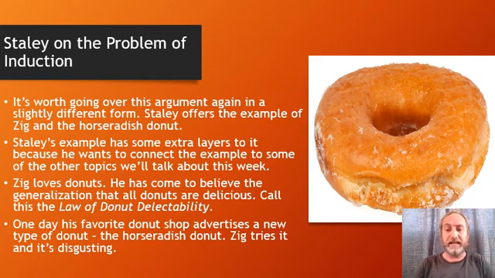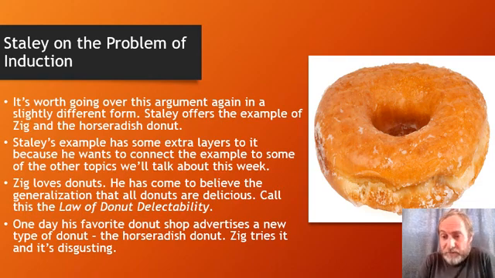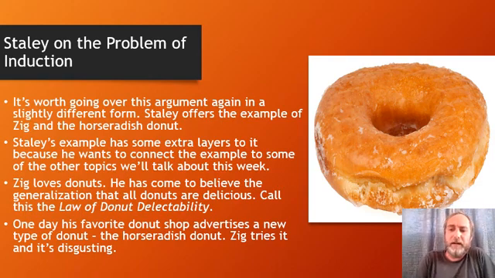Okay, so here's Staley's account of the problem of induction. He talks about this guy Zig and the horseradish donut, which you'll remember if you read it. He adds a couple extra layers to this because he's got some other points he wants to make about the issue of falsification, which is Popper's solution to the problem of induction. So that's loaded in here, but it shouldn't be a problem. It'll all make sense down the road.